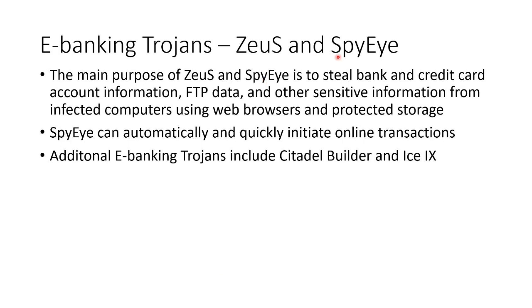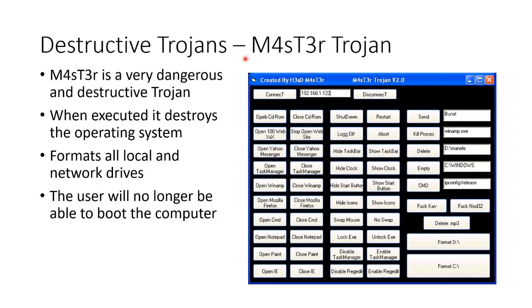A few others, Zeus and SpyEye, to steal bank and credit card info using FTP. We get other sensitive information as well. SpyEye will quickly initiate online transactions. And there's others, Citadel Builder, ICE9, and various ones. There's loads of them. Here's a destructive Trojan, Master Trojan.